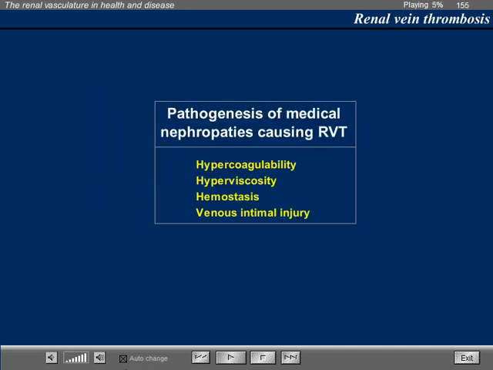The pathogenesis of renal vein thrombosis in membranous glomerulonephritis is either a hypercoagulable state from increased platelets and fibrinogens, or from a decrease in serum antithrombin, that is a decrease in the blood. It can also be due to hyperviscosity of the blood, to stasis, that is slow circulation, or to venous intimal injury.